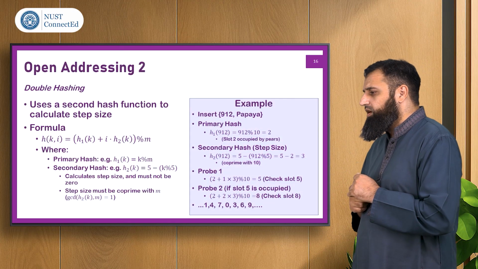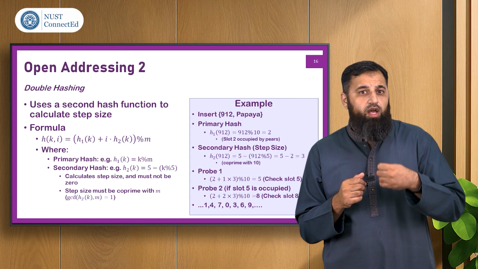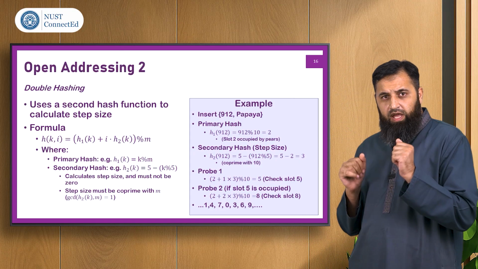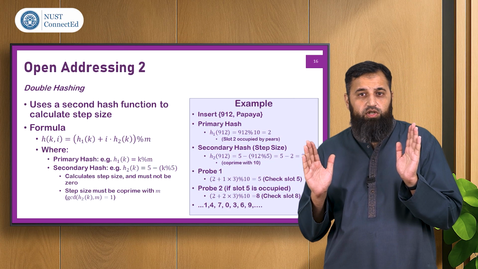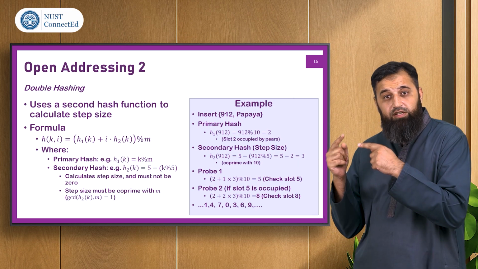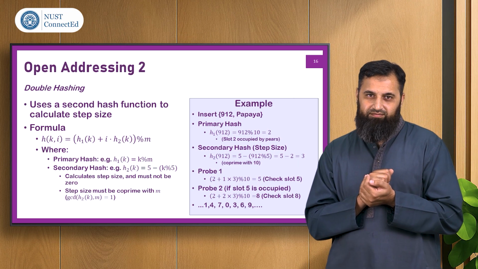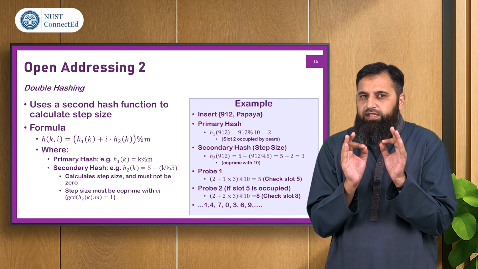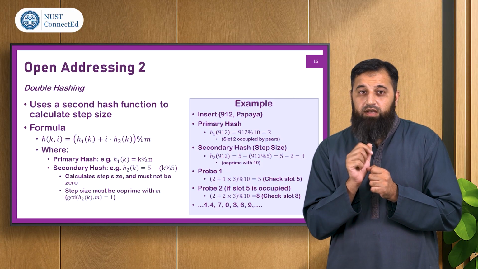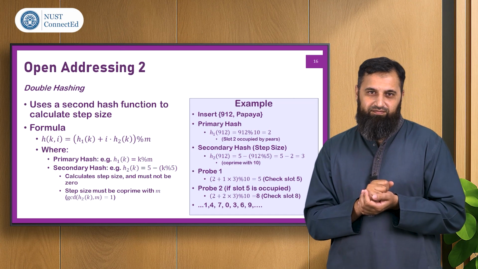Instead of linear probing, we could also use double hashing, which is also an open addressing technique. Here's how it works. First, we use a primary hash function to get the initial index. Then we use a secondary hash function to determine the step size for probing. The rule here is the step size must be coprime with the table size m, so that all slots can be visited before repeating.